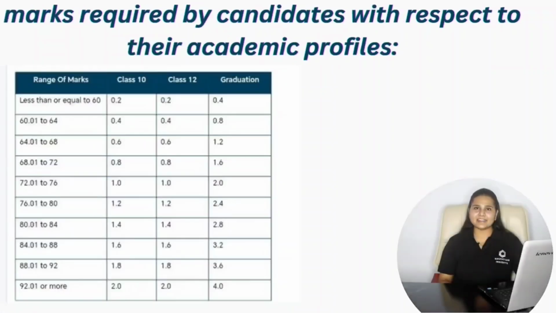Now if we consider the rating score for the Indian Institute of Management, Udaipur for the class 10th, 12th and graduation according to your range of marks. So if your marks are above 92% in the class 10th and 12th, for that there are 2 points, and for the graduation, for that there are 4 points. If your range of marks is between 88 to 92, for that there are 1.8 points for the class 10th and 12th, and for the graduation it is 3.6 points. In the similar way, you can calculate your rating score for the class 10th, 12th and graduation with the Indian Institute of Management, Udaipur according to your range of marks.